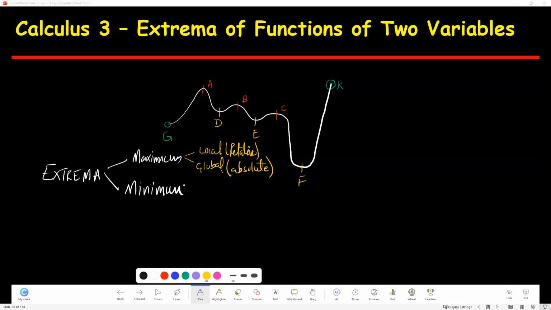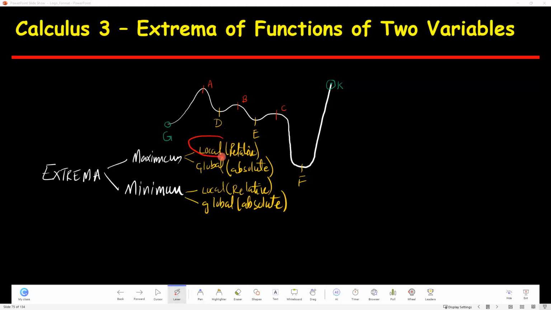Now we're going to be doing the same thing for minimum. We have local minimum, which is also called relative minimum. We also have global minimum, which is also called absolute.